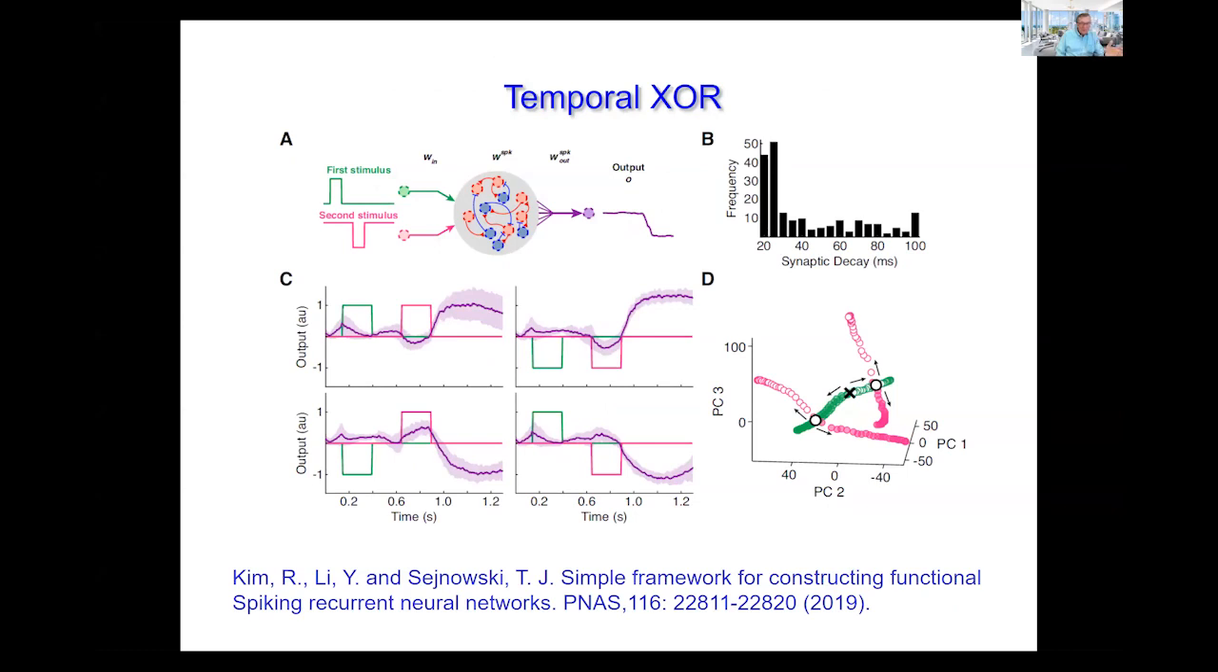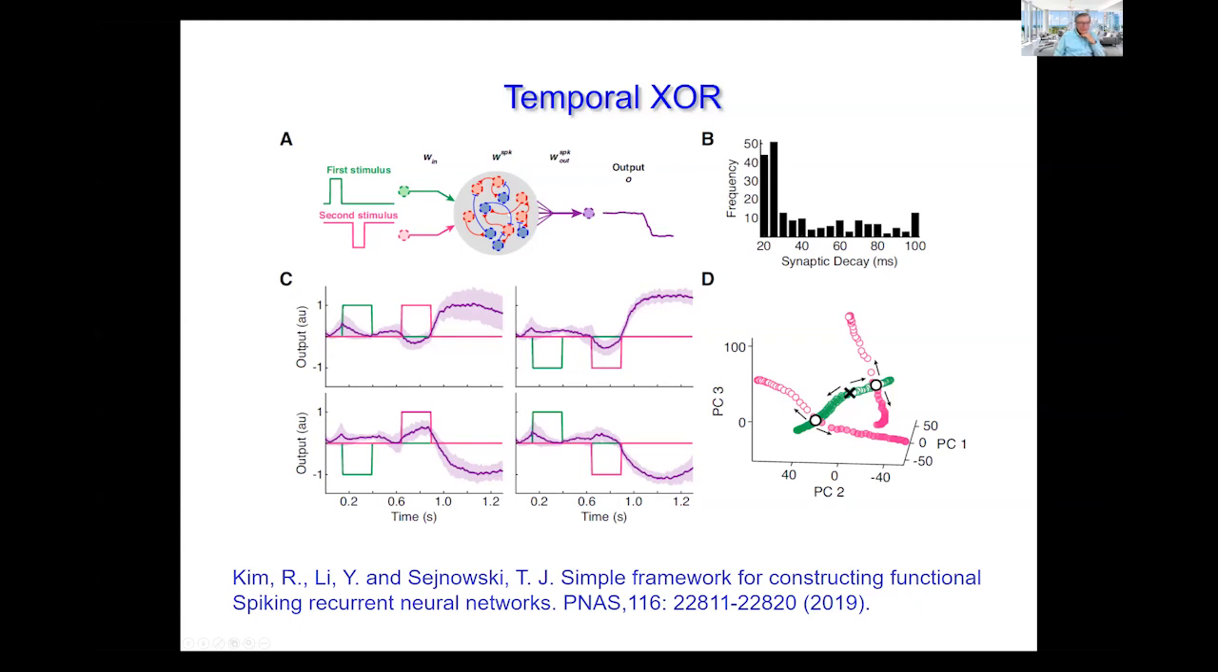So here's an example of a working memory task. It's an exclusive OR, but with a time delay. If the first and second stimulus, separated by half a second, are both in the same direction, you want to go up. Both down, you want to go up. And if it's not in the same direction, then you want to go down.